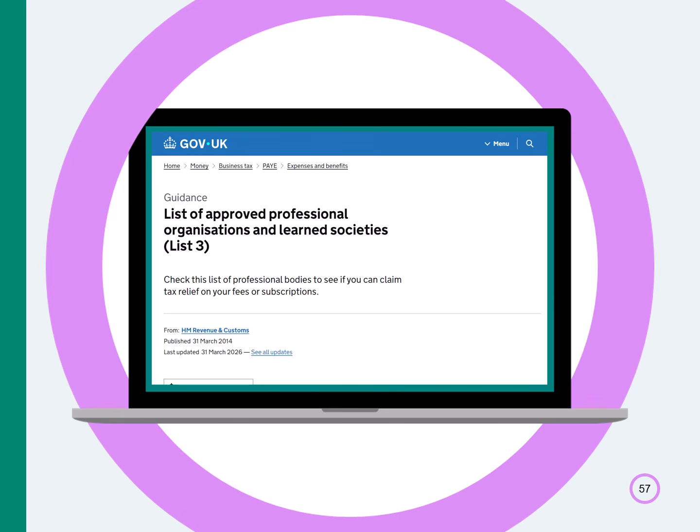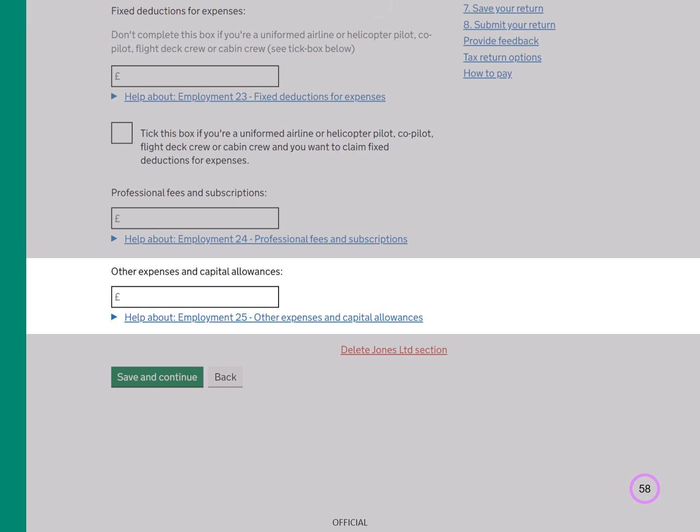This is where you can enter any other allowable work expenses you've not included above. This could be the cost of buying small items of equipment you need for your job which aren't supplied by your employer, for example, electric drills and protective clothing, or additional household cost if you have to work from home. You cannot claim if you choose to work from home.